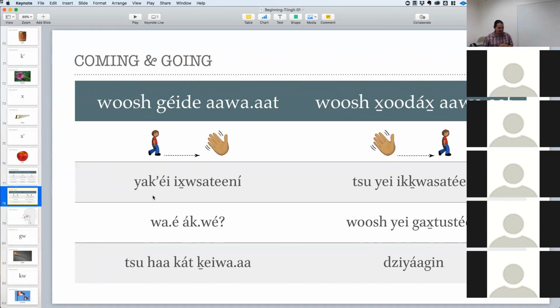So this first one, you should recognize this first word. What does this first word translate to, or how do you interpret it? Hungry. Good. So we'll say yak-a. Yak-a.